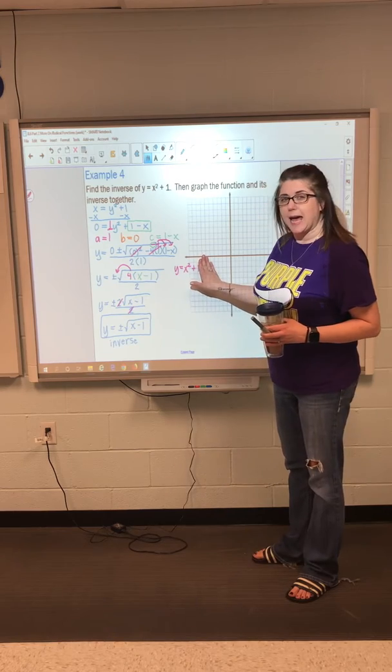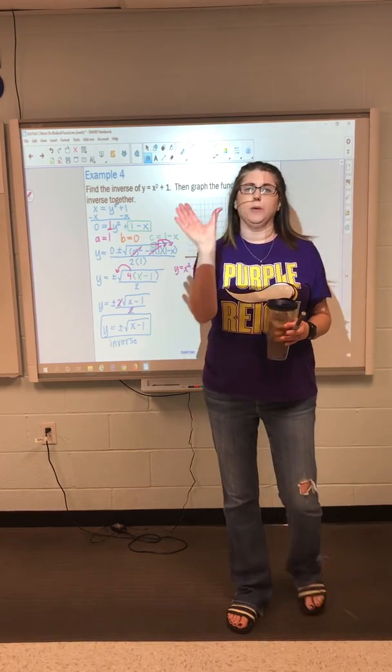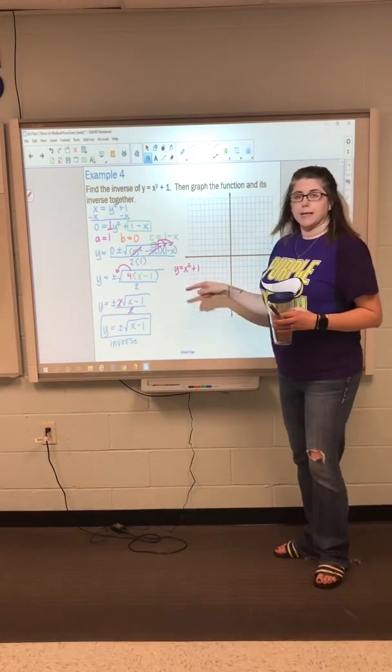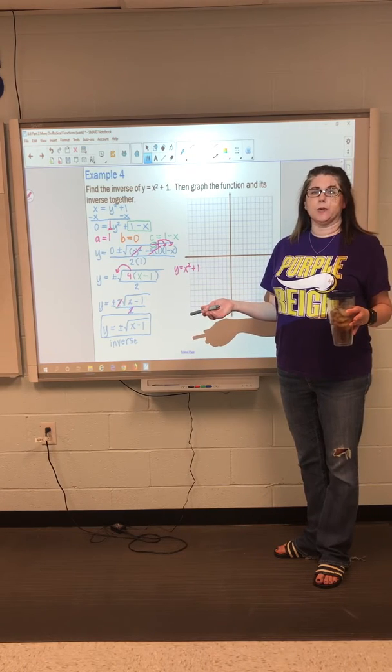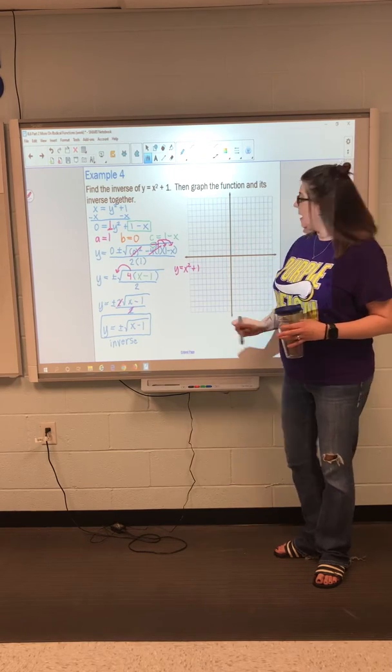If we just had y equals x squared and we didn't have that plus 1, we know that that's just going to be your basic parabola. It's right there at the origin. But the plus 1, if we go back to what we know about transformations, represents a vertical transformation that's going to take our parabola and just move it up one space.